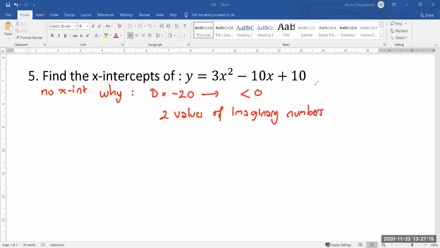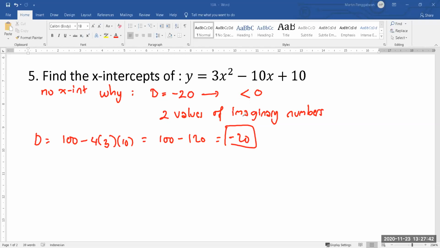I got negative 120. Did I miscount? Wait, let me just calculate that. I'm just trying to memorize that. So 100 minus 4 times 3 times 10 equals 100 minus 120, negative 20. Oh, I'm wrong there. It is negative 20. Thank you, Mister. It's okay, as long as you can have the confirmation.